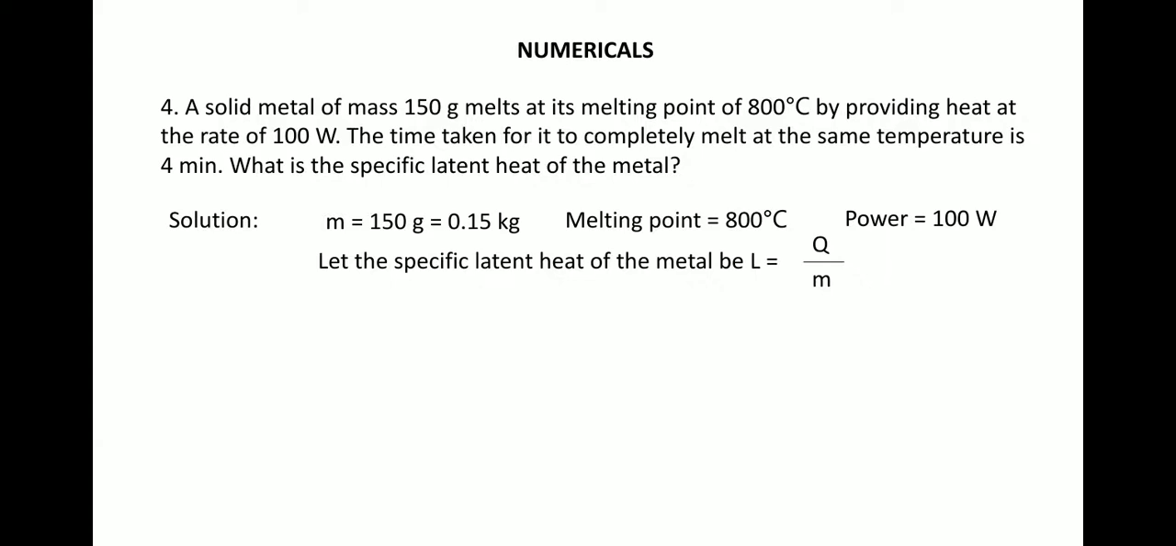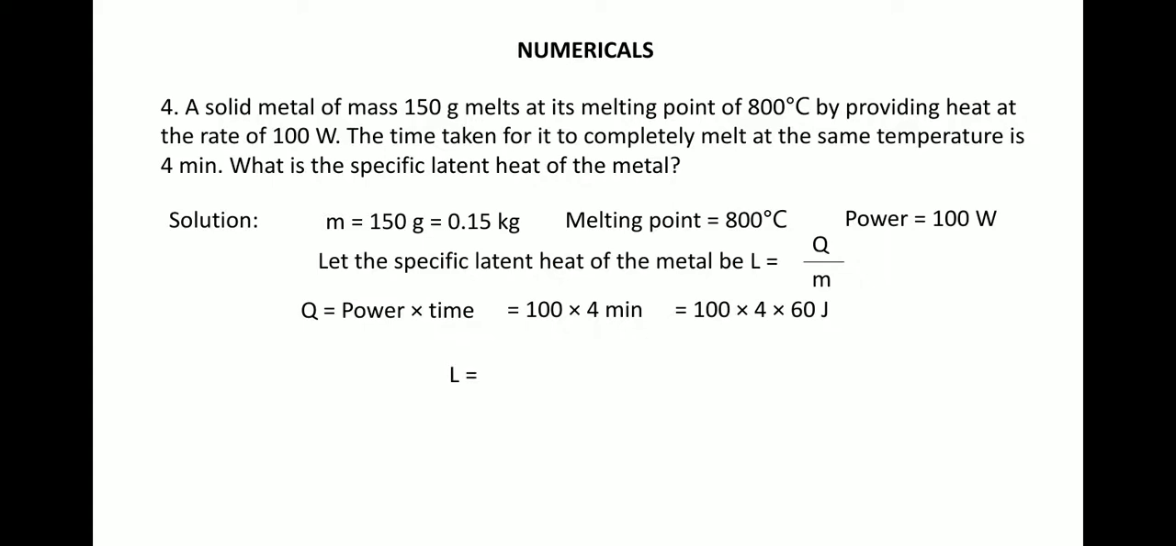Now, power is equal to energy by time. So, heat energy will be equal to power multiplied with time. So, power in this case is 100 watt and time is 4 minutes. So, converting 4 minutes in terms of seconds, we'll get 100 into 4 into 60 joules. So, that much amount of heat energy will be required.